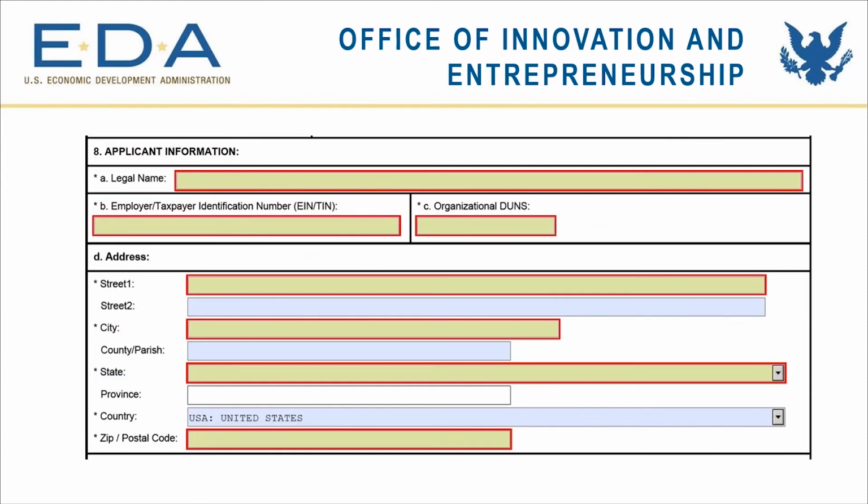For number 8, just to be clear, the rest of this page here is asking for information about the applicant organization, not an individual person. The legal name means the name of your organization. These are required fields.